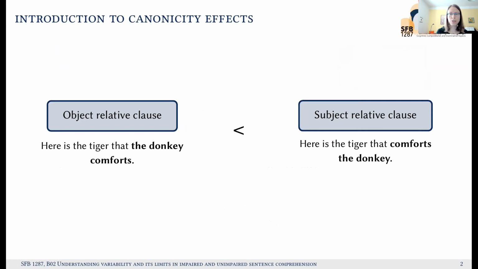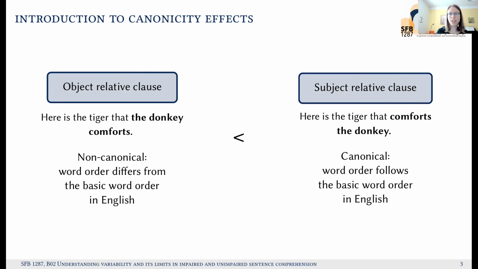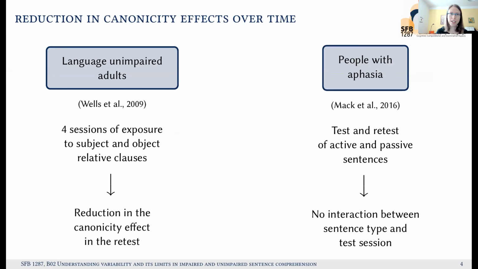One difference between those two sentences is their word order, which is canonical in the subject relative clause and non-canonical in the object relative clause, because the word order differs from the basic word order in English. And therefore, the difference between subject and object relative clauses is also referred to as canonicity effect. Canonicity effects have been studied intensely in English, but also in other languages such as German, which will be the focus of this talk. What has been studied less often, though, is how canonicity effects change over time.